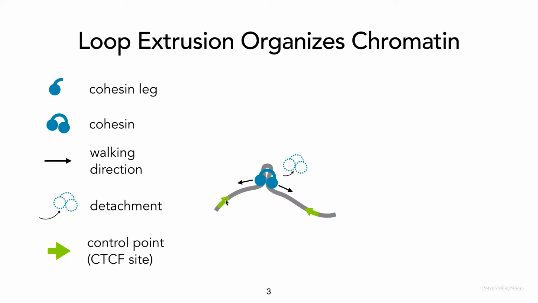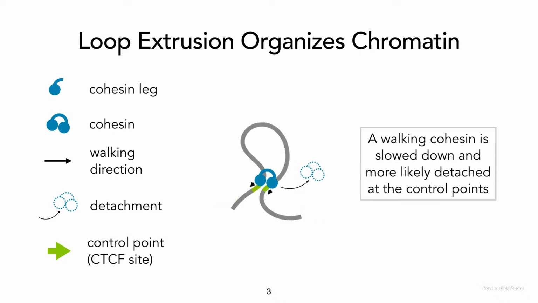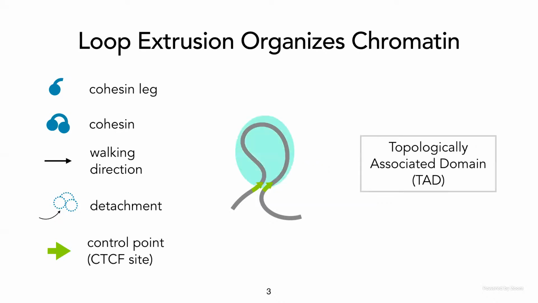But there are also control points located on the chromatin, which are hypothesized to be CTCF sites. Once cohesin arrives at a control point, the dynamics of the cohesin change. For example, it can be slowed down, but it's also more likely to detach at those control points because of proteins that are located in those areas. Of course, you can then imagine that the area located between two convergent control points is more likely to be found together, and we refer to those areas as topologically associated domains, or TADs.